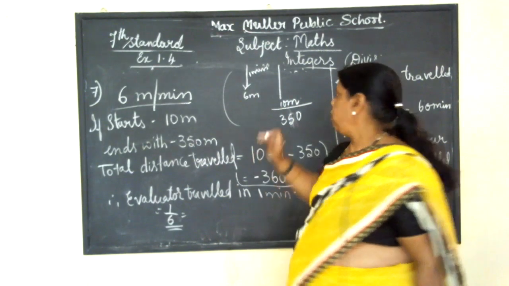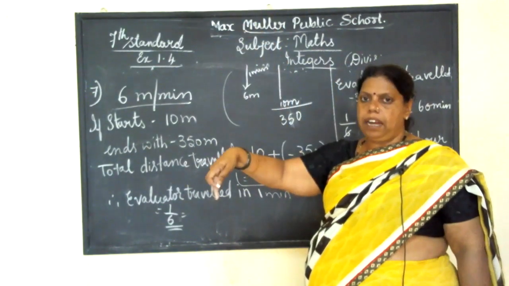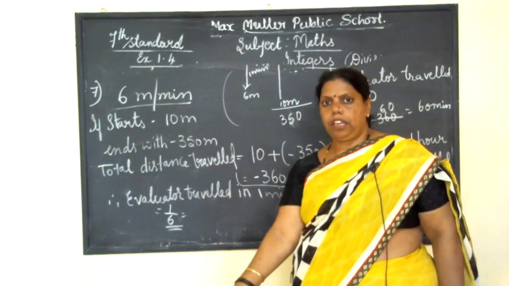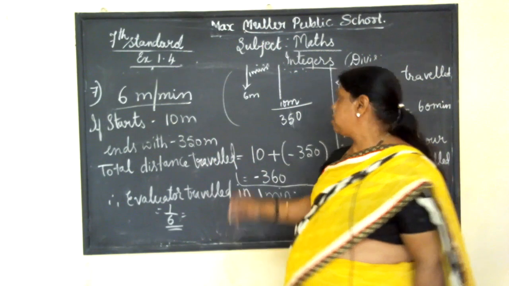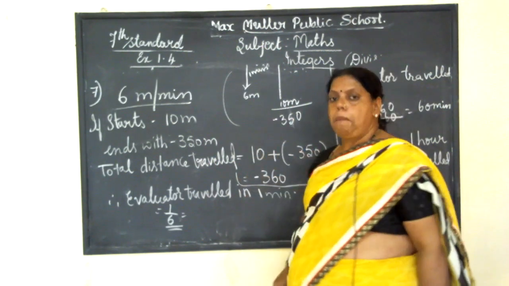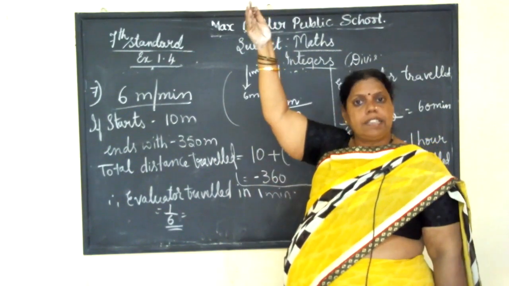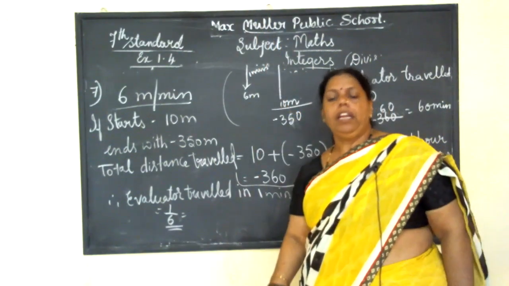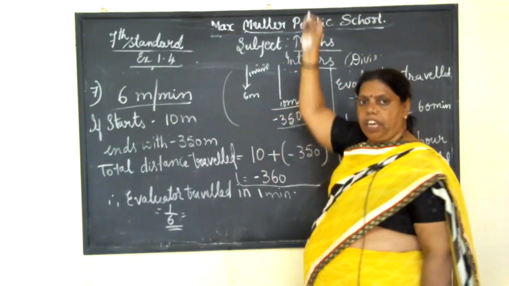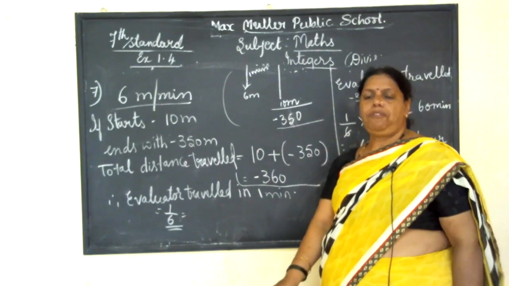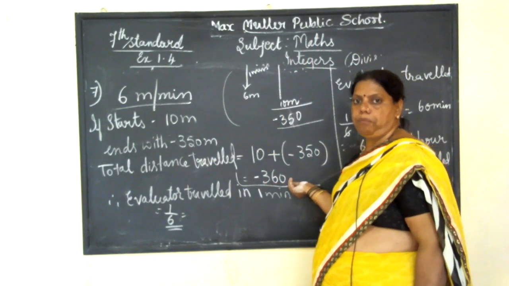Okay, are you understanding now? From 10 meters it will start and it is going down till 350 meters. So that we will write as minus 350. Above the ground level it started and it is going down 350. So, how much did it travel together? 10 plus 350. That is 360 meters it traveled.